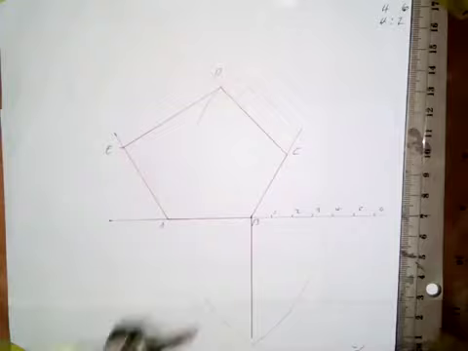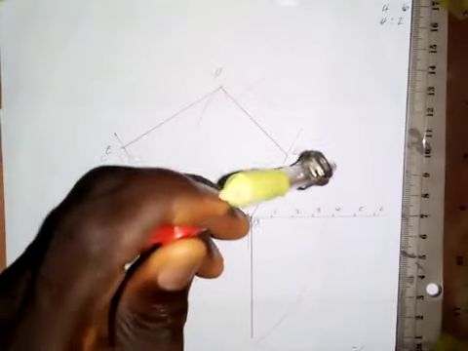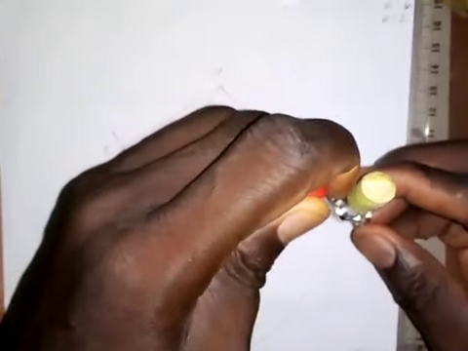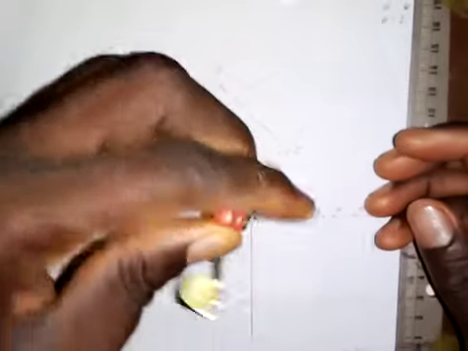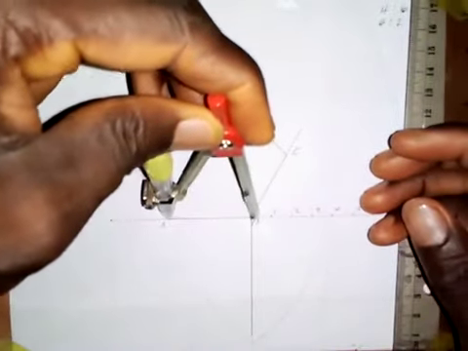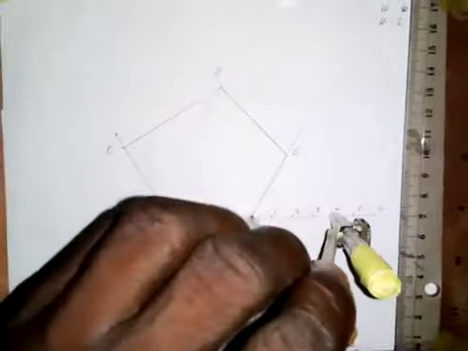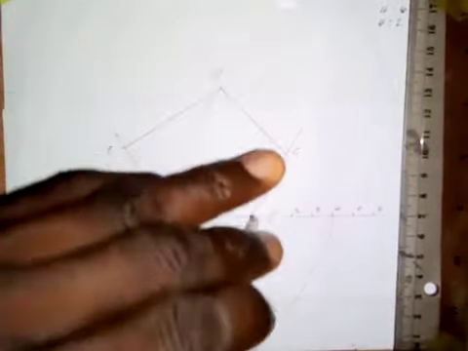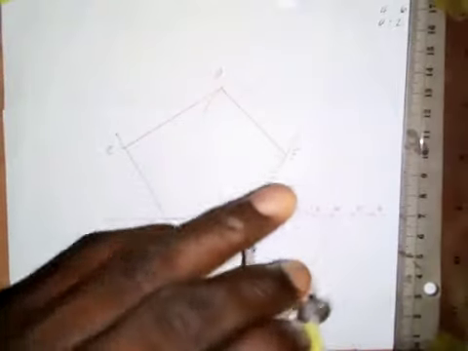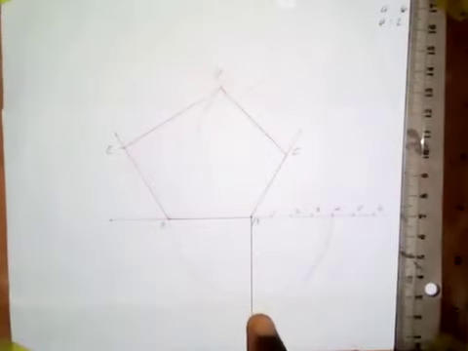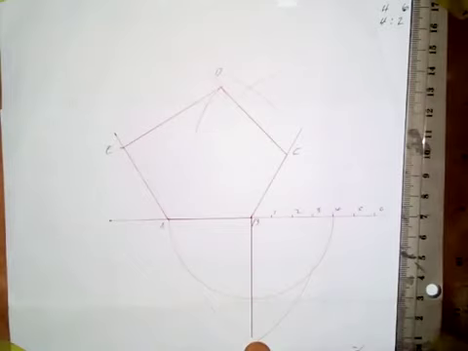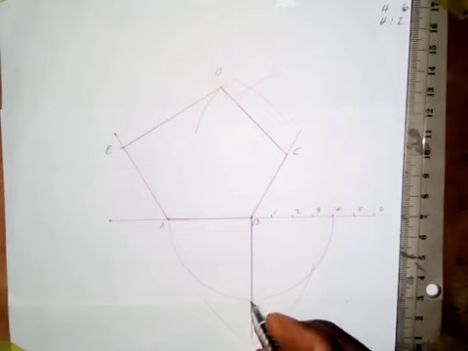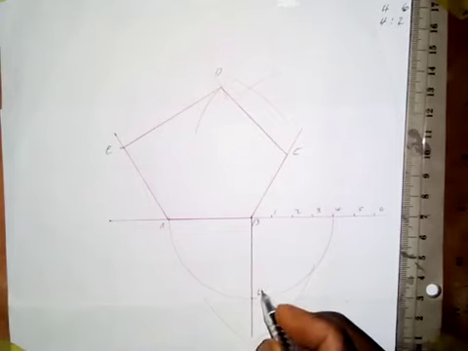So what I need to do now is put the point of my compass at point B here, extend it to point 4, and then check it with point A here. Okay, so it's okay. Then I will draw a semicircle like this. Wherever this semicircle meets this vertical line that we drew down from point B, I will call this point 4 prime.